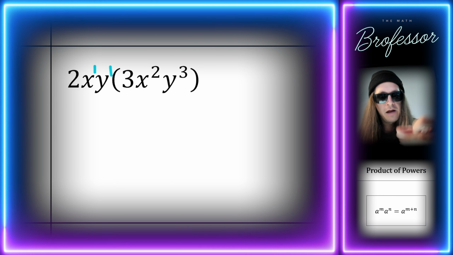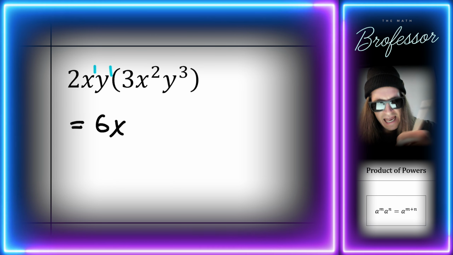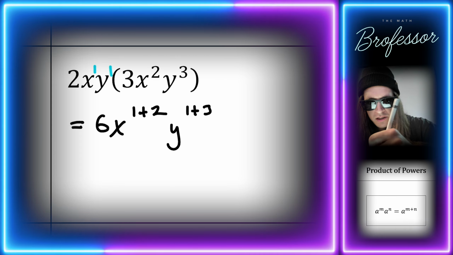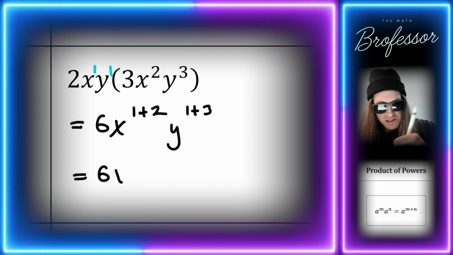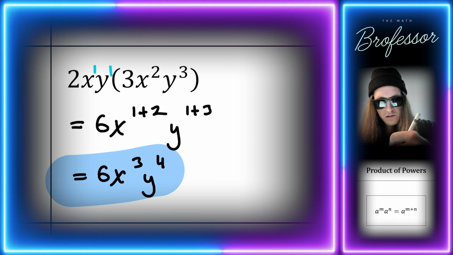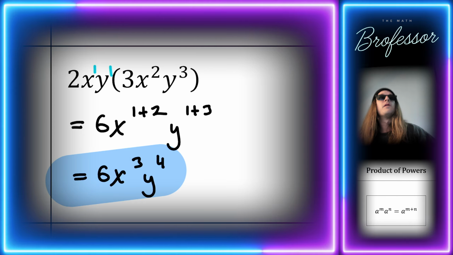Good. Multiply the 2 and the 3. 2 times 3 is 6. Add the exponents. We have 1 plus 2 for the x, and we have 1 plus 3 for the y. So this is 6x to the third power, y to the fourth power. Just like that, right there. Good. That's good.